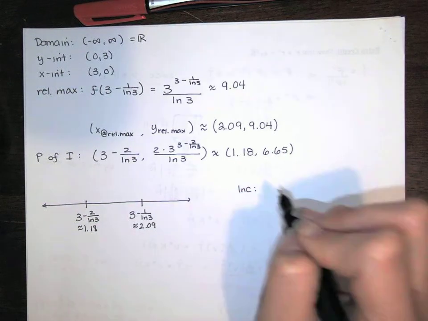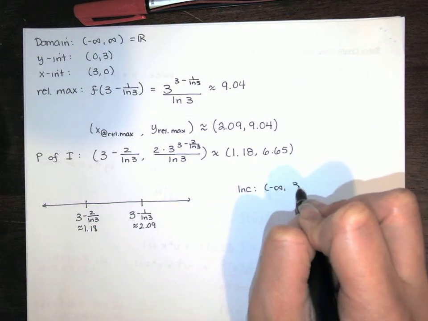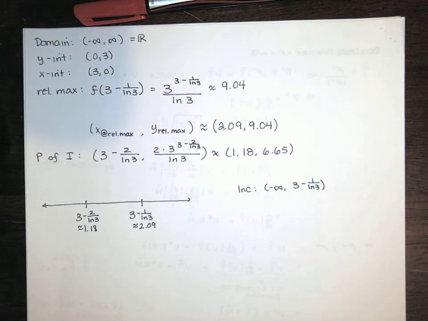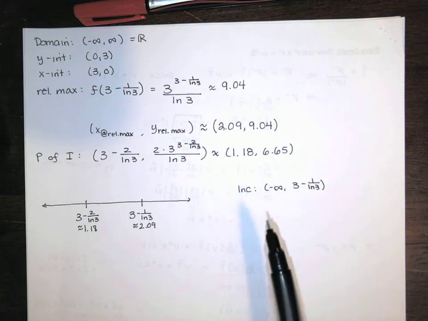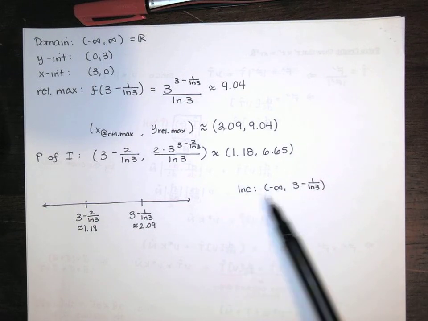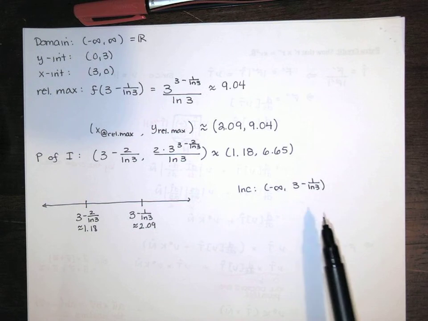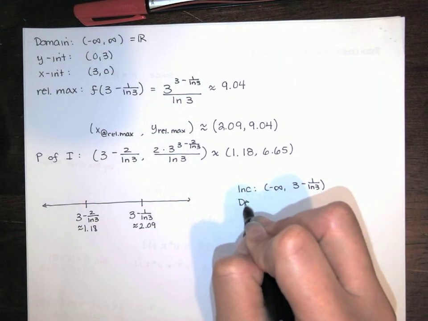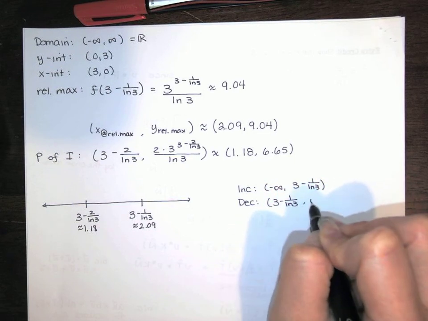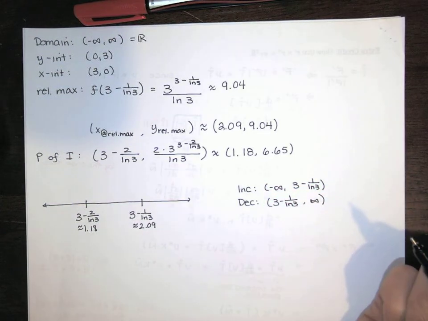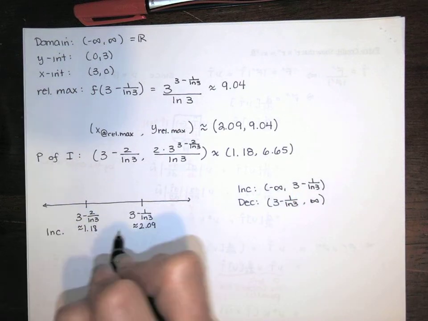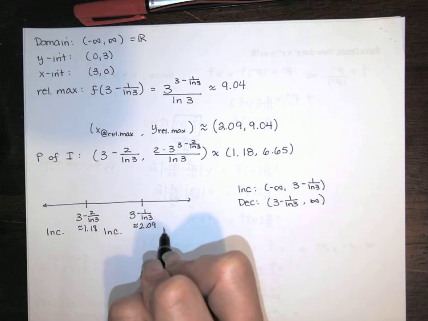So let's look at the function's intervals where it's increasing and decreasing. The function is increasing on the interval from negative infinity to 3 minus 1 over natural log of 3. I just misspoke. We weren't told that. We calculated that. We found that the first derivative was positive on that interval. And the function is decreasing on the other interval, the rest of the number line. So our function is increasing here and here, and it's decreasing here.